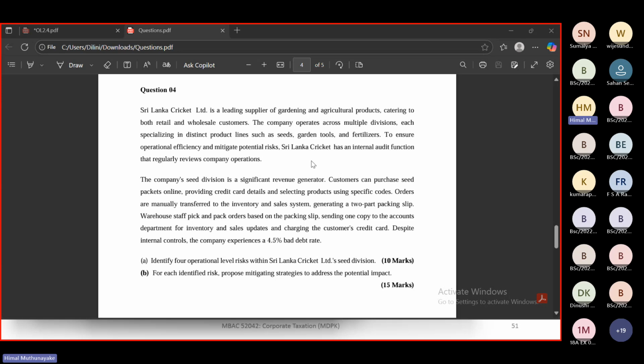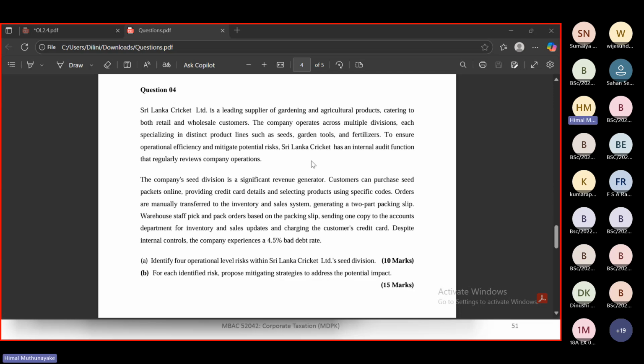To ensure operational efficiency and mitigate potential risk, Sri Lanka Cricket has an internal audit function that regularly reviews the company's operations. So they have an internal control. Internal audit is also a kind of internal control, right? The internal audit function is there to ensure operational efficiency and mitigate potential risk. And it explained about the seed division now. The company's seed division is a significant revenue generator. Seed division එක තමයි වැඩිපුරම revenue generate කරන company එකට.